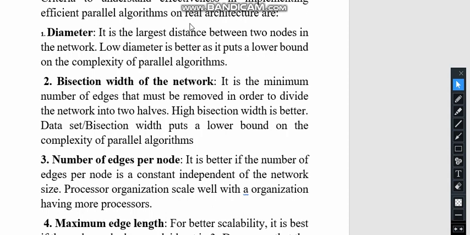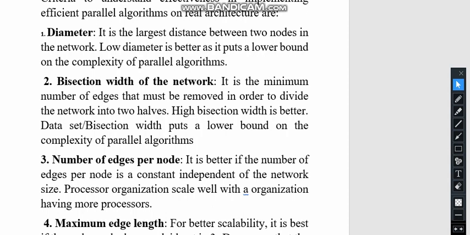Now let's see the bisection width of the network. It is the minimum number of edges that need to be removed in order to divide the network into two halves. If by removing some edges we are able to divide the network into two halves, then we can say the bisection width of the network is good. The bisection width should always be high, as it puts a lower bound on the complexity of the parallel algorithm.